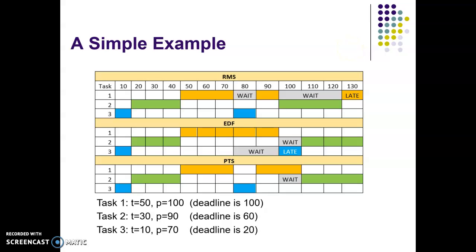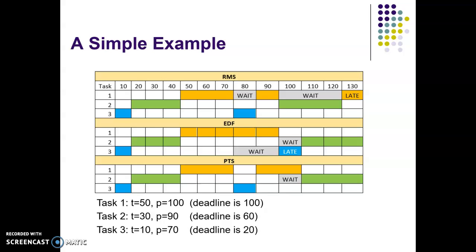Here we have 3 tasks. Task 1, runtime 50, period is 100. Task 2, 30, period is 90. And task 3, its runtime is 10, its period is 70. And let's assume a deadline double the runtime. So we've got 100, 60, and 20.